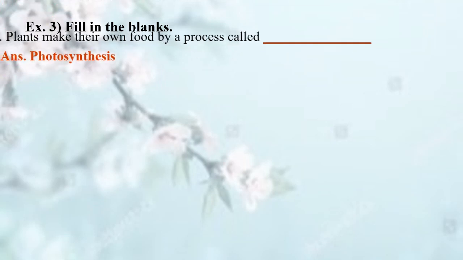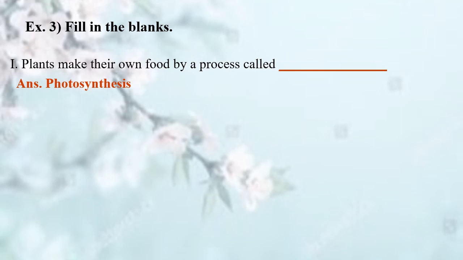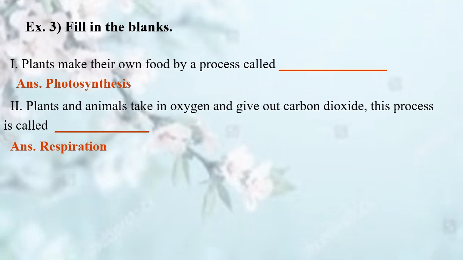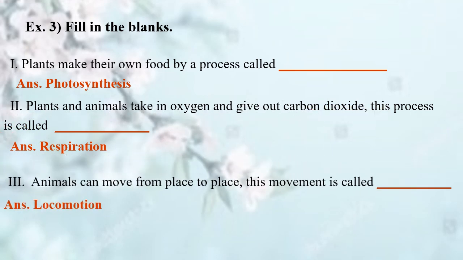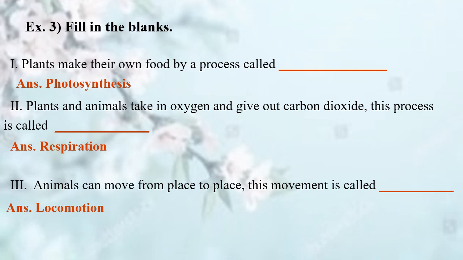Now we come to exercise 3 of your book, in which you have to complete the sentences by filling in the blanks. Number 1, plants make their own food by a process called dash, and the answer is photosynthesis. Number 2, plants and animals take in oxygen and give out carbon dioxide. This process is called dash, and the answer is respiration. Number 3, animals can move from place to place. This movement is called dash. Answer is locomotion.